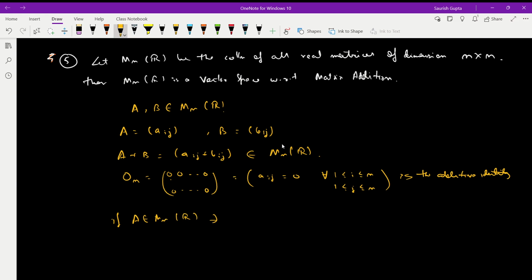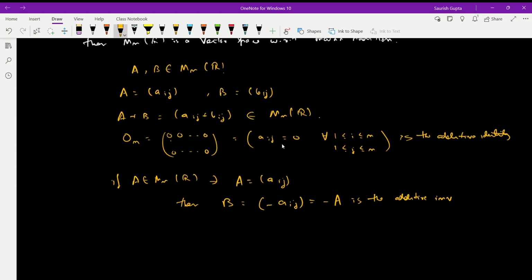Right? If A is in M_n(R) such that we represent the elements of A as Aij, then B, consisting of the elements minus Aij, component-wise obviously, which we can also denote as minus A, is the additive inverse. And matrix addition is commutative as well.